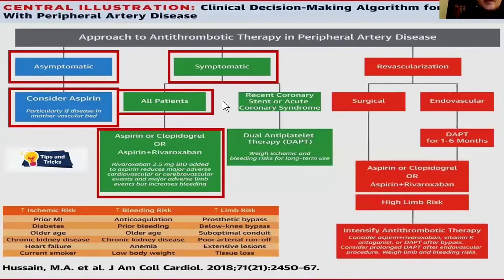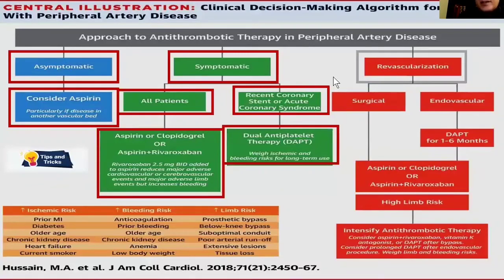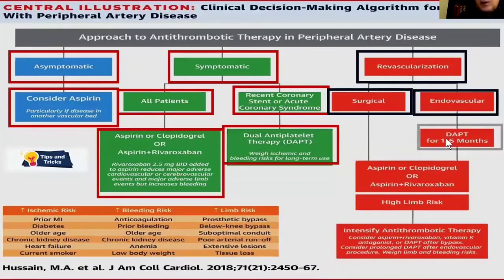In recent coronary stent or acute coronary syndrome, we should give dual antiplatelet therapy, and we have to weigh the ischemic and bleeding risk for long-term use. For revascularization, patients who have a surgical intervention should have aspirin or clopidogrel or aspirin plus rivaroxaban. And for endovascular, you have to give dual antiplatelet for 1 to 6 months, followed by aspirin or clopidogrel or aspirin plus rivaroxaban as a new oral anticoagulant or direct anticoagulant.